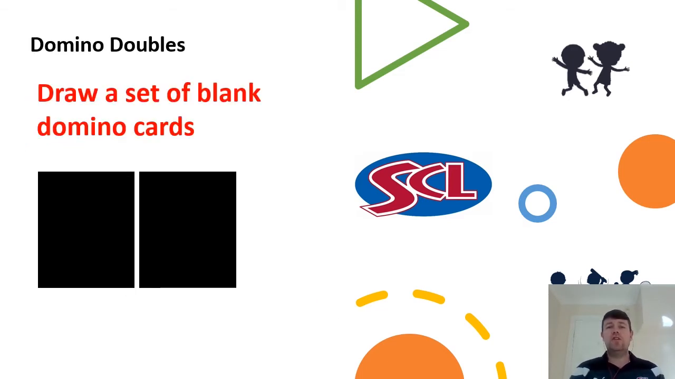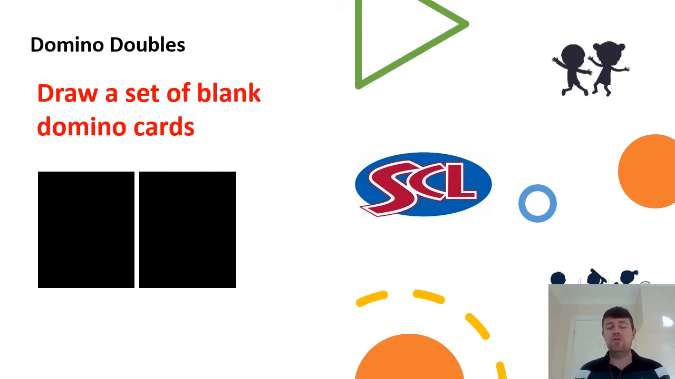So for this session, as we move on, we're going to do doubles and halves using dominoes. If you have dominoes, amazing. Go and find them now, pause the video and set them up. If you haven't got dominoes, you can do it with a pen and paper.